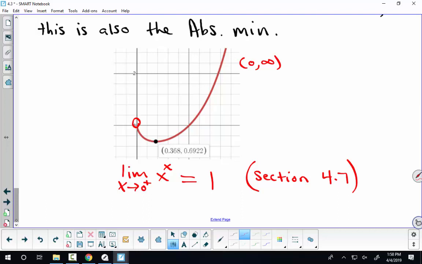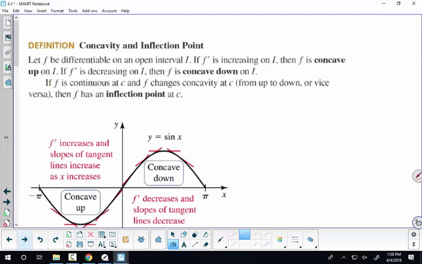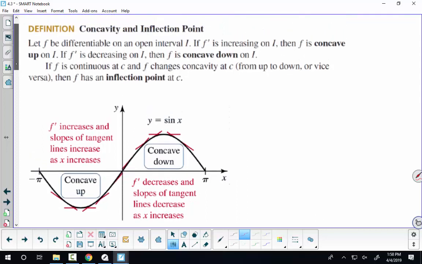So now we're going to take what we've been doing with the first derivative, apply that to the second derivative, and that's going to give us additional information about the function f of x. And that information is the concavity and inflection points.